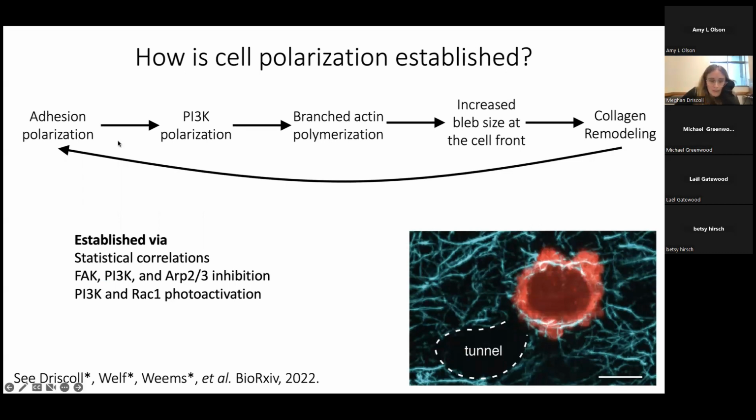And it turns out that they remember where their cell front is in a way that's very similar to mesenchymal migration, which a little bit confused us. So cells have adhesions at the cell front that polarize PI3 kinase, which in turn upregulates branched actin polymerization, which increases bleb size at the cell front. And this is weird because blebs canonically don't have actin in them as they expand, but nevertheless, this is what we found. And the larger blebs at the cell front remodel the collagen, which in turn affects the distribution of focal adhesions, right? Adhesions only form where the cell contacts the collagen. So if it already ate its way in the back, there are no adhesions there, right? Sort of necessarily, right?